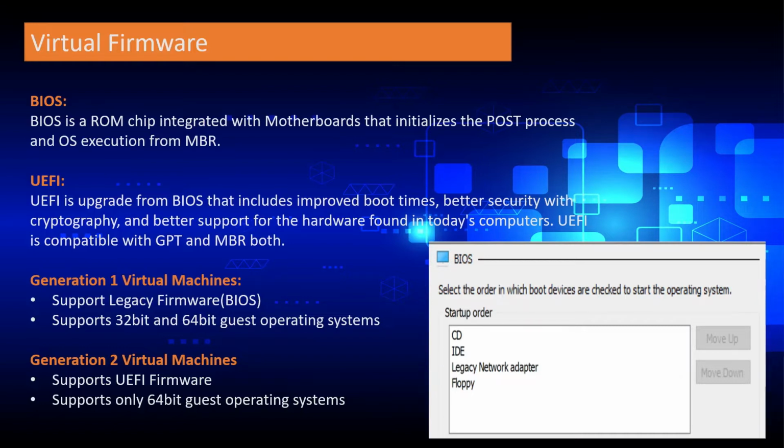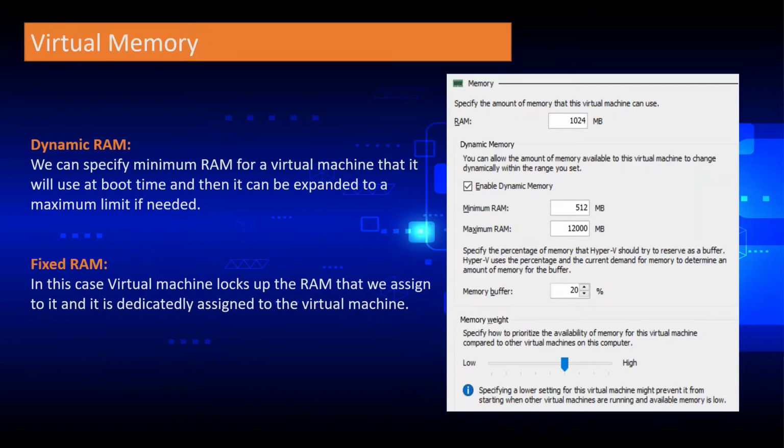So when we start creating virtual machines, we'll have to define whether it will be a Gen 1 virtual machine or a Gen 2 virtual machine. And depending on that, its firmware will be defined. Next, we are going to talk about virtual memory in Hyper-V virtual machines.